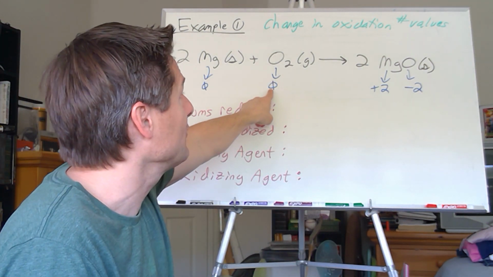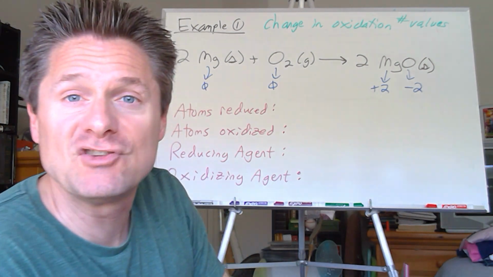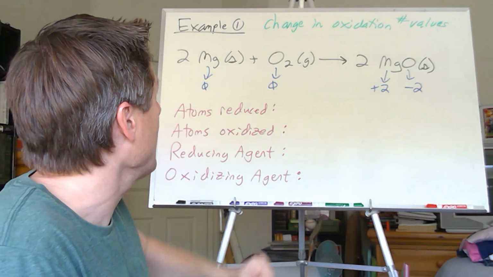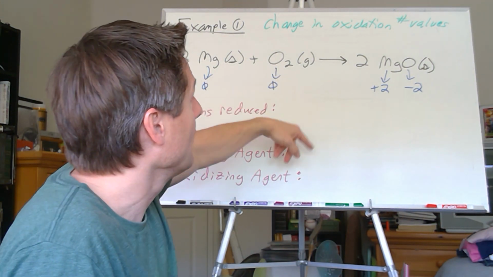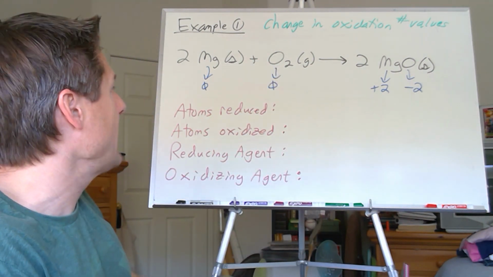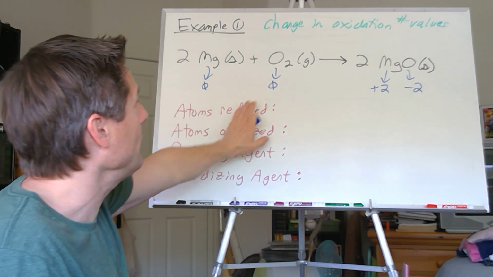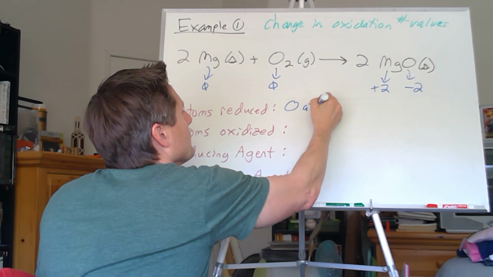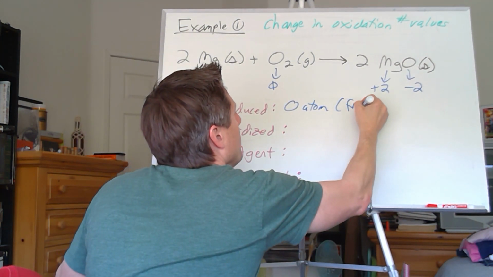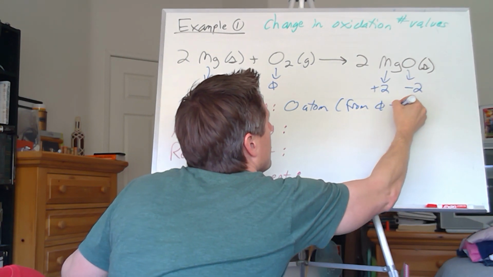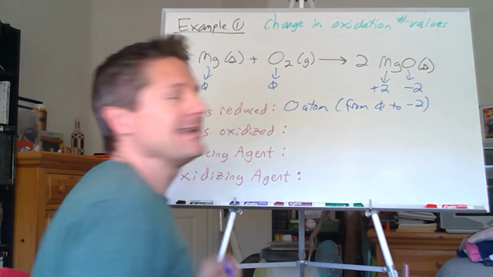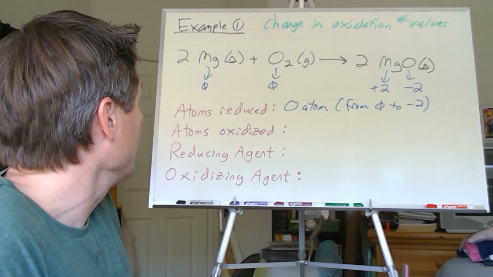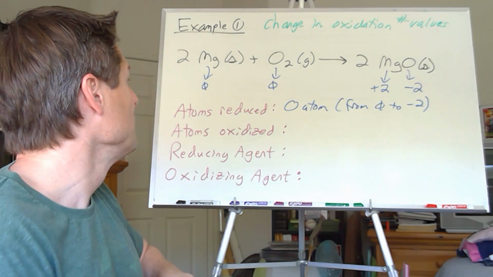The oxygen atoms went from a 0 to a -2. Each oxygen atom in there, right? We happen to have 2 oxygen, or moles of oxygen if you think of it that way. So which one went down? Oxygen went from a 0 to a -2. So the oxygen atoms went from 0 to -2, right? They went down. They were reduced, went down.